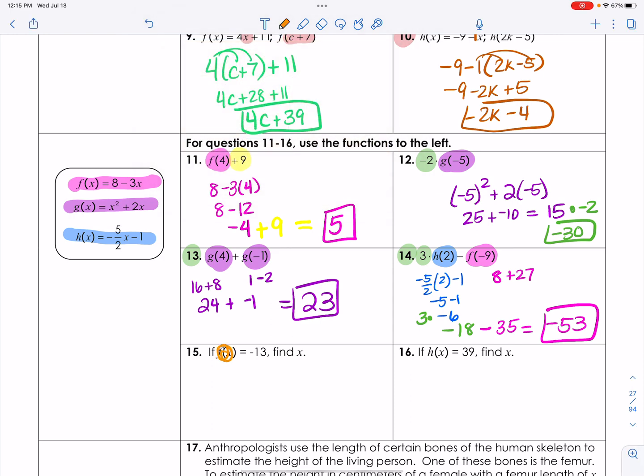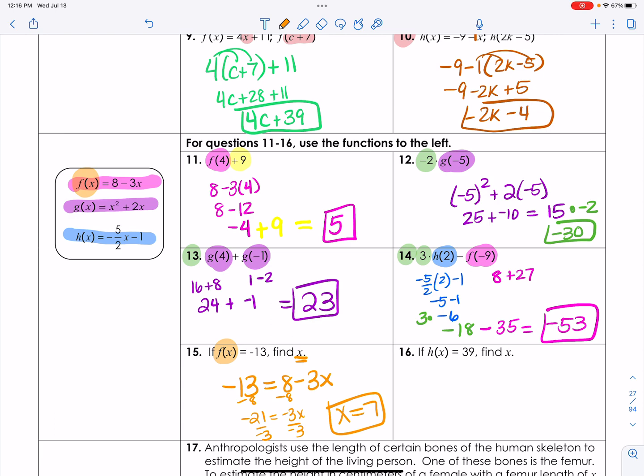They're telling you f of x is equal to a negative 13. They're not telling you what to put in for x. They're telling you to equal it to a negative 13. And they want you to find x. Well, why wouldn't I solve this? So I'd minus 8 and divide by negative 3. So they must have put in 7 to get a negative 13 for an answer.